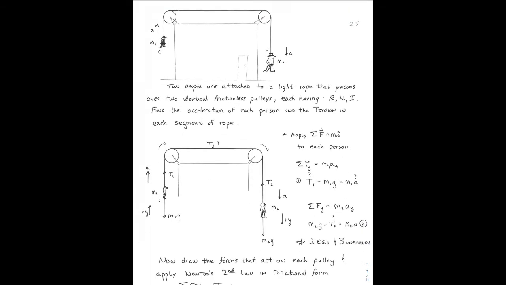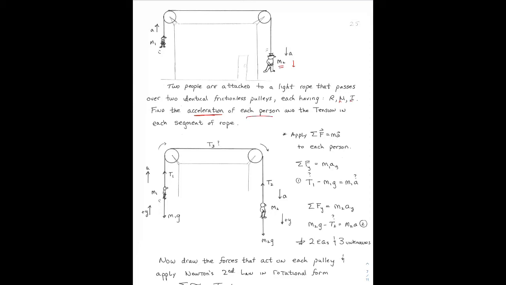Now, we've done problems like this in an earlier chapter, but the pulleys were just there to bend the forces. Here I have two masses, and mass 2 is bigger, so M2 is accelerating down and M1 is accelerating up. These pulleys are no longer light. They're frictionless, but each pulley has mass M, radius R, and moment of inertia I. I want to find the acceleration of each person and the tension in each segment of the rope.